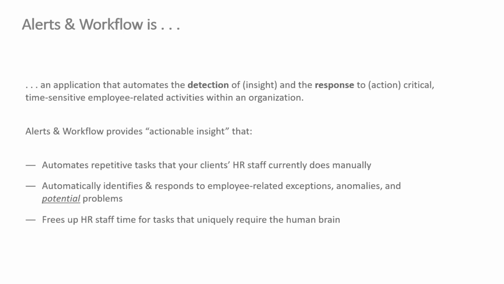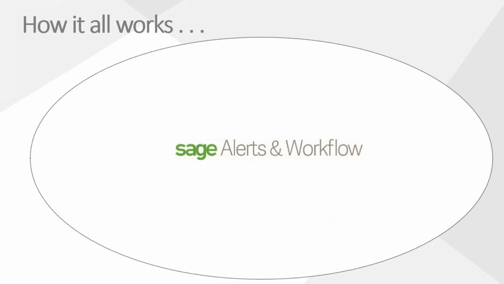Just think what your HR department could do with an additional 10, 20, or 30 hours of staff time every month. So, let's take a look at the components of Alerts and Workflow. Alerts and Workflow watches over your HRMS solution for critical, time-sensitive business conditions, whether it's a failed drug test, excessive absenteeism, or changes to employee benefits. Alerts and Workflow identifies any employee-related conditions that are important to your organization.